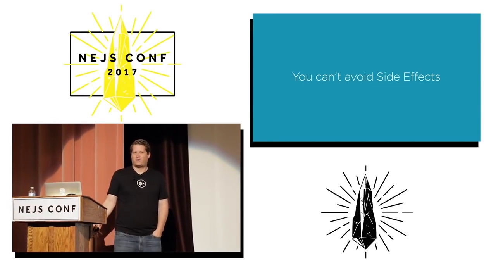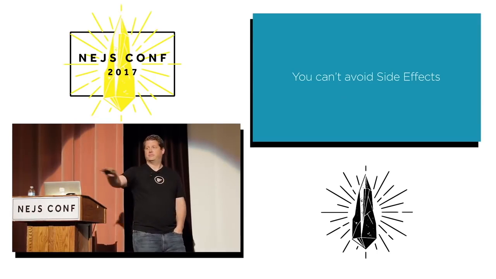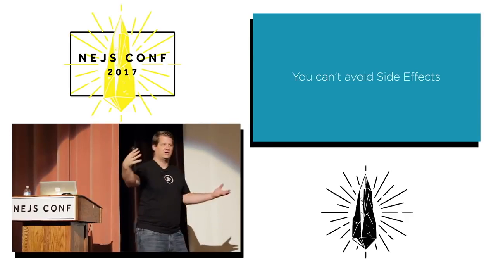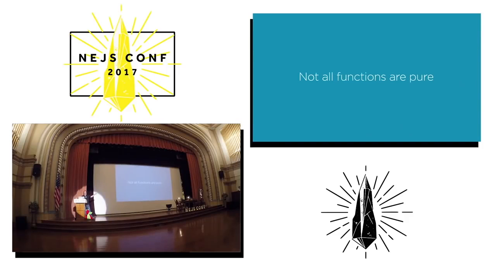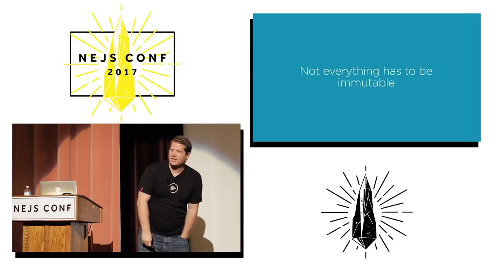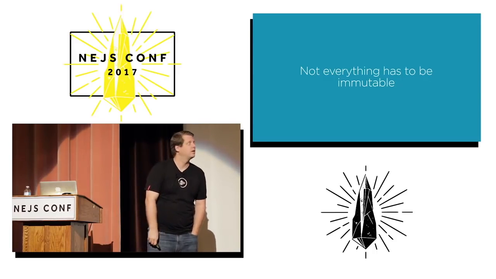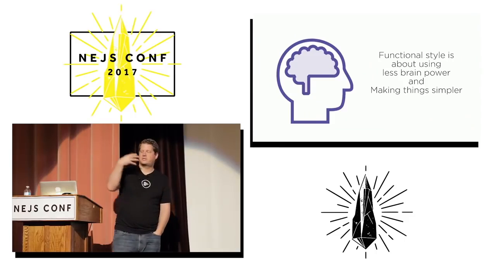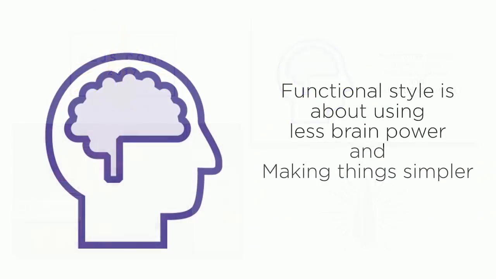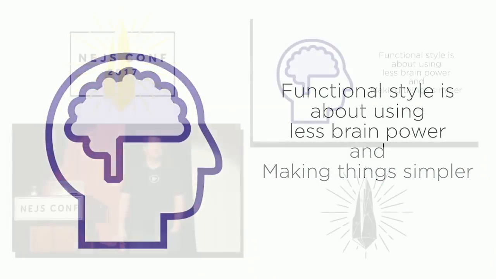You cannot avoid side effects, period. You can't, because you have to interact with I/O, right? You've got to do some things. Not all functions are pure. Because if you can't avoid side effects, not all your functions can be pure. And not everything has to be immutable. However, functional style, this is what he said that fundamentally changed my understanding of this. Functional style is about using less brain power and making things simpler.